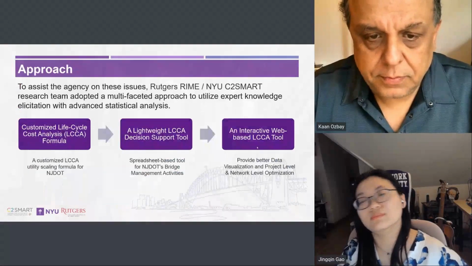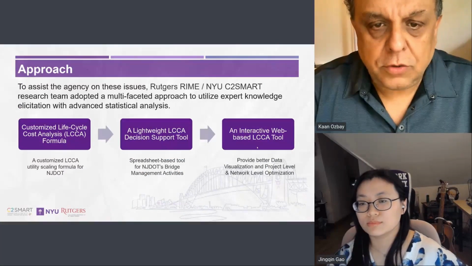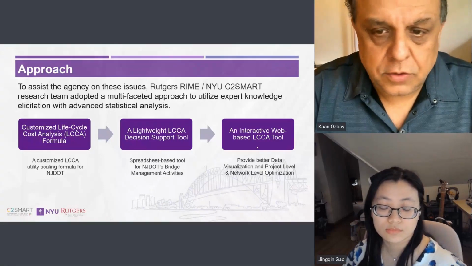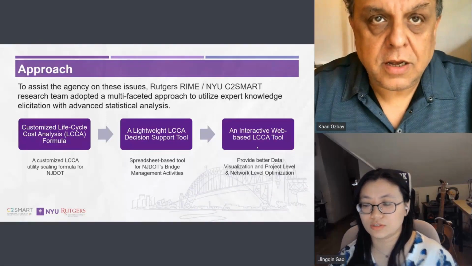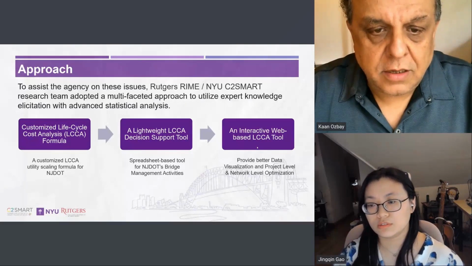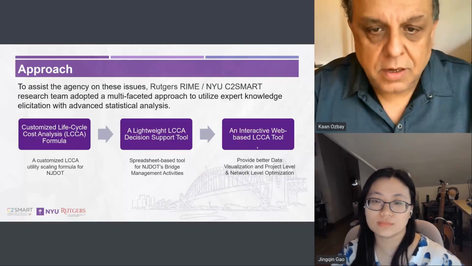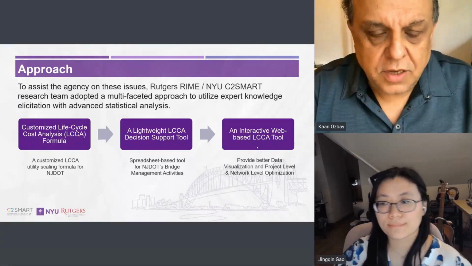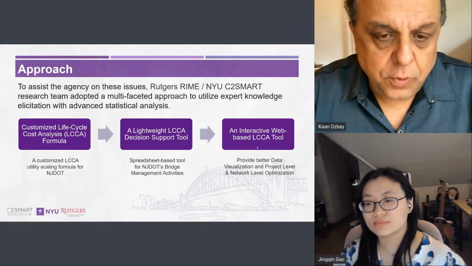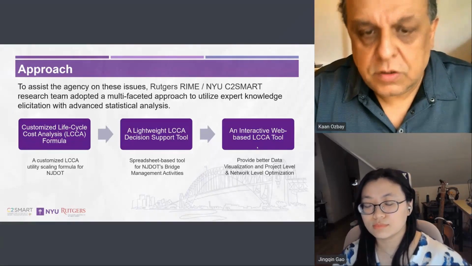Next slide, please. So basically, our approach. We will focus on two aspects of this research: what we have done, and what we have in mind and what can be done even further. We looked at the life cycle cost analysis formula. We looked at many things, but because here we're talking about life cycle cost analysis, we'll talk about the LCCA formula. We looked at the literature, and then proposed ways of improving the assumptions of the original formula.